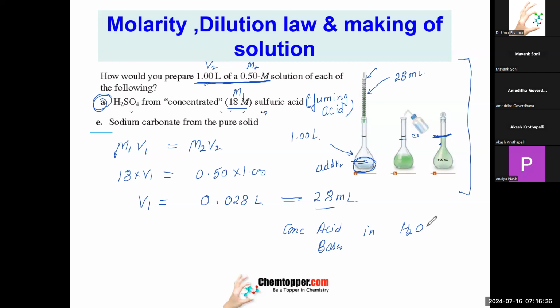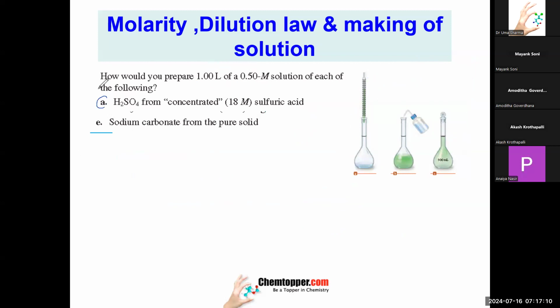Are we clear? Ananya, any questions? So you're going to take 28 ml, and to it you're going to add 972 ml of water, but you are not measuring it. You have taken this 1 liter volumetric flask, you have taken some water, you have added 28 ml drop by drop into it, and then you are adding water coming up to this mark. And your solution is ready. Can we do the next one? So this A part is based on the dilution law.